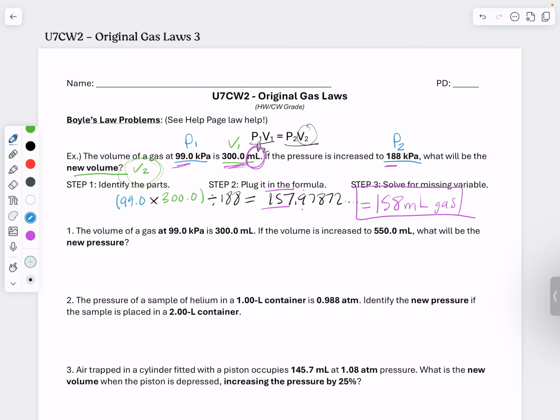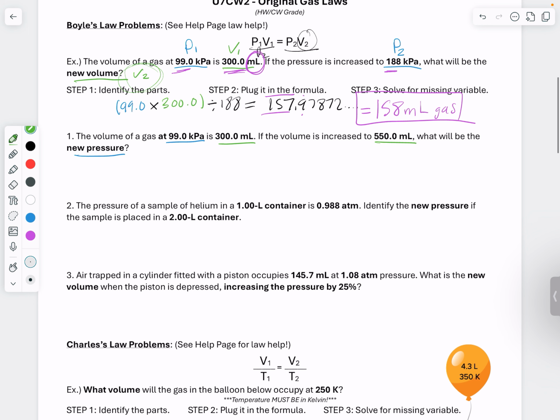For example, you go down here and go, hey, look, there's pressure. There's volume and volume, right? So you're figuring out what's going on. Number 3 might get you a little bit, because you'd be like, hey, I found pressure, but then I've got increasing pressure by 25%. That's weird. And it's got volume, and it's asking for the new volume. So you also have to figure out, what is this by 25% thing?